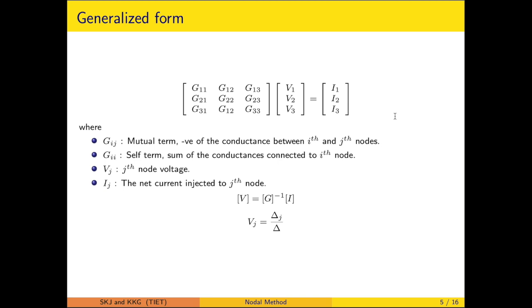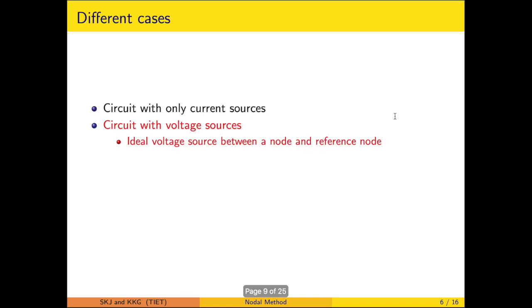Now this is a generalized form which we obtained when the circuit has only current sources. This we also obtained when the circuits have independent voltage sources. So some such arrangement we can work out, only the interpretation will change. Now there are different cases. Circuit with only current sources we have covered in the last.